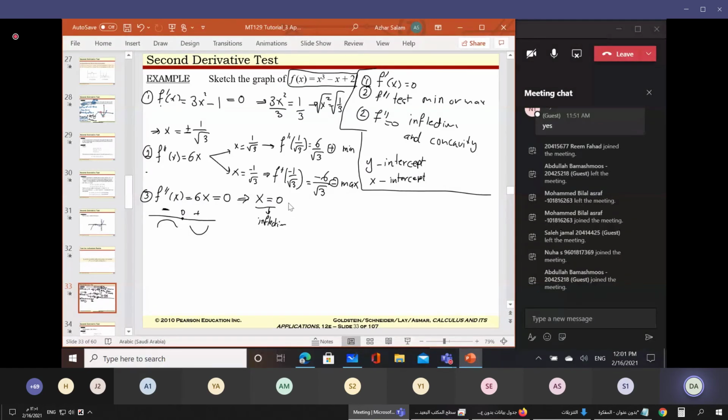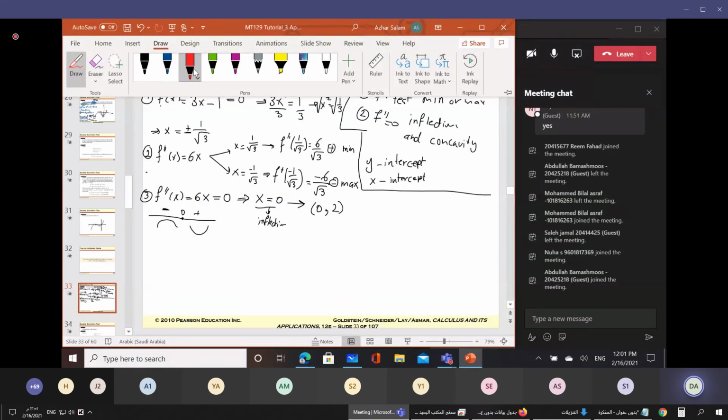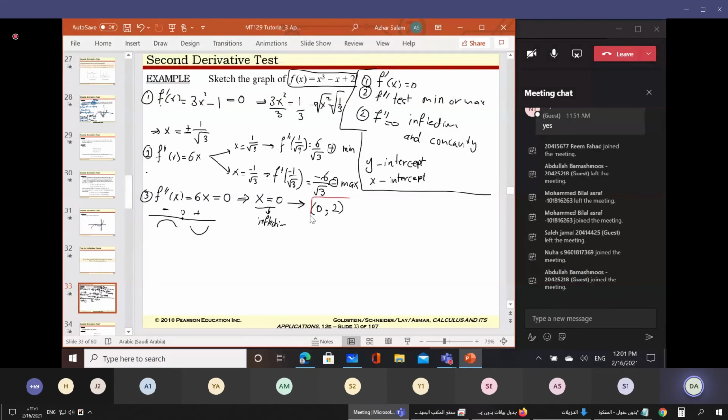I need the y coordinate. If I substitute with 0 in the main function, I get 0 and 2, an inflection point. Wait, this is an inflection point. I will use it in the graph.